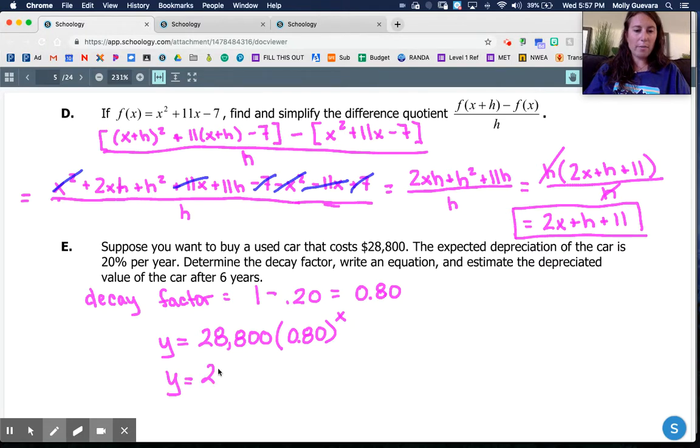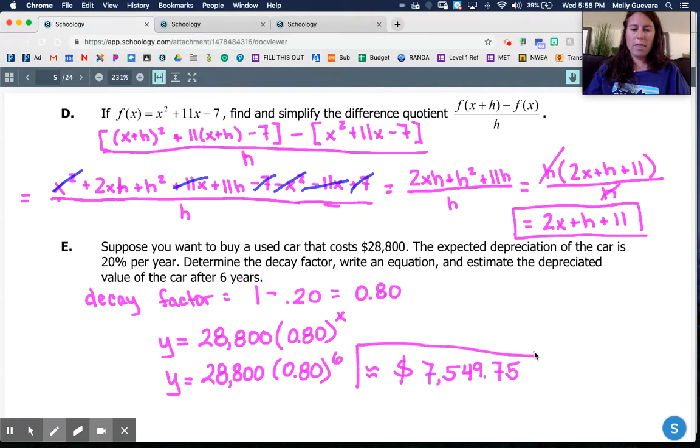So now I'm going to take my 6. Oh, my pen is jumping. I'm so close to being done. Okay, I'm going to take my 6 and plug it in for x. There's a lot of 8s going on, right? So if I do 0.8 to the 6th, and then I multiply that by 28,800, I get about $7,549.75. And that is the value of my car after 6 years.